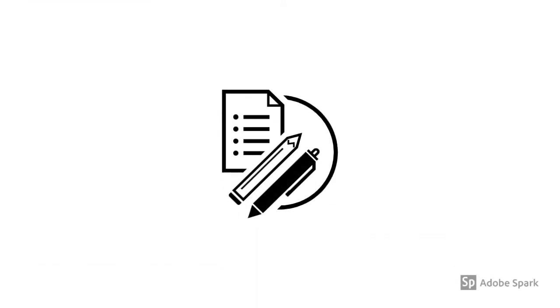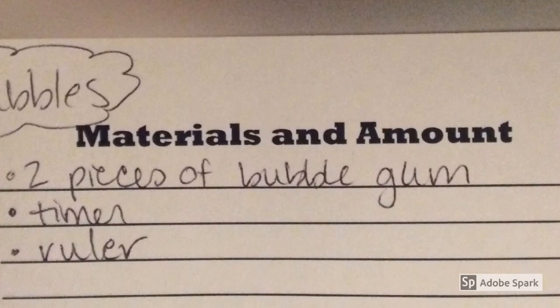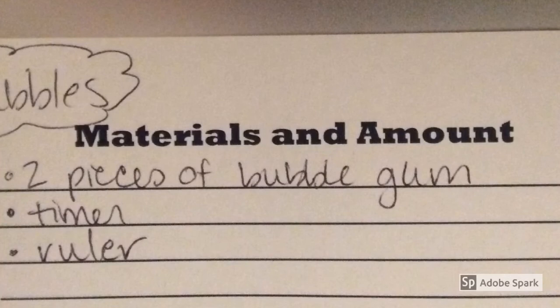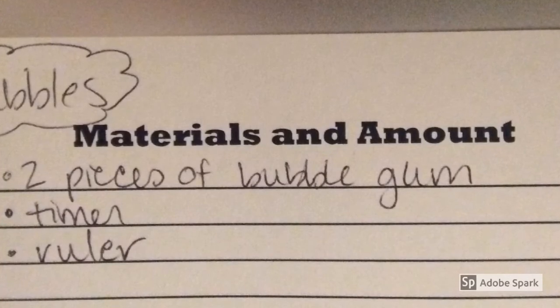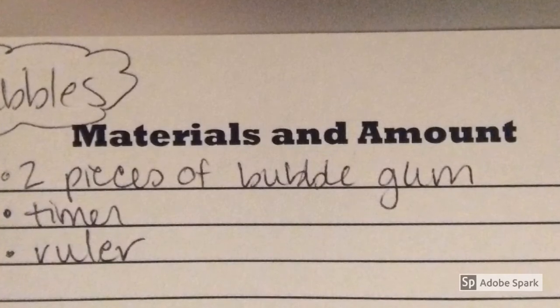Next, we will fill in the materials. The materials are simply the things that you need in order to conduct your experiment, along with the amount. In our balloon experiment, the materials were 2 pieces of bubble gum, 1 timer, and 1 ruler. Pause the video and fill in materials for the balloon and skewer experiment.